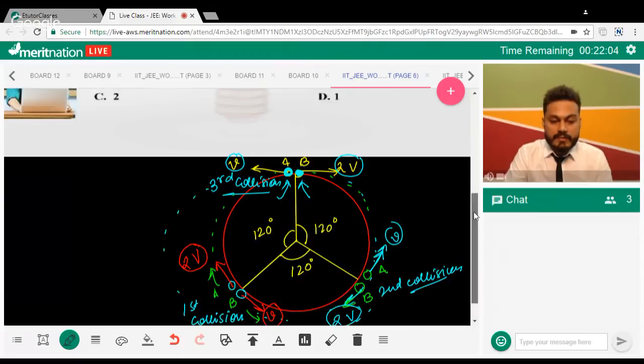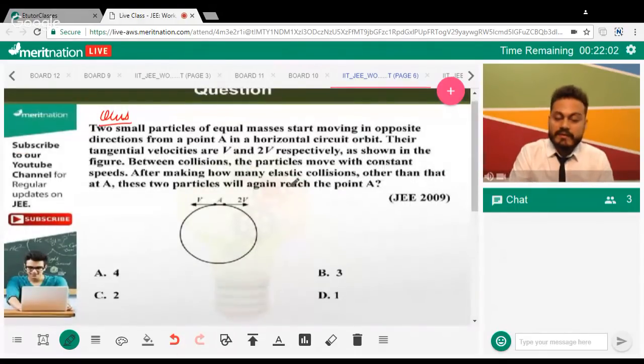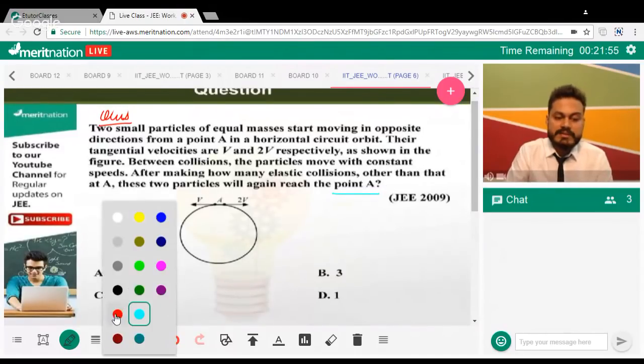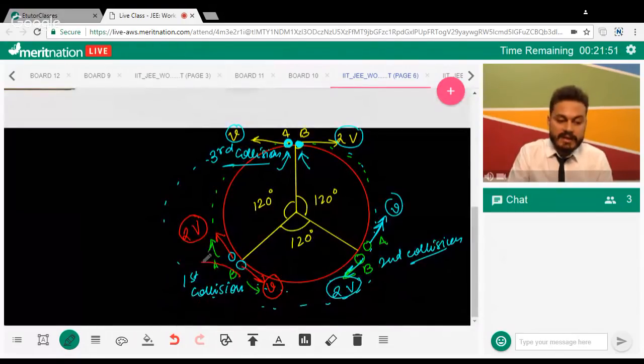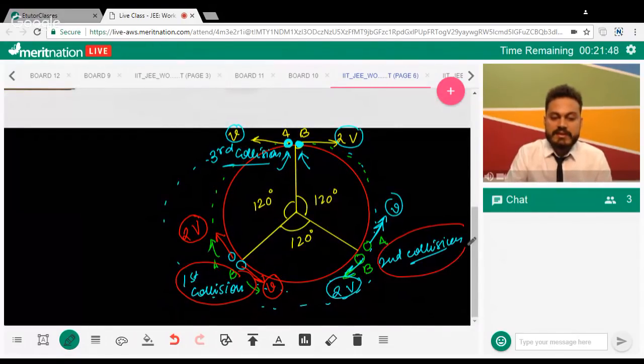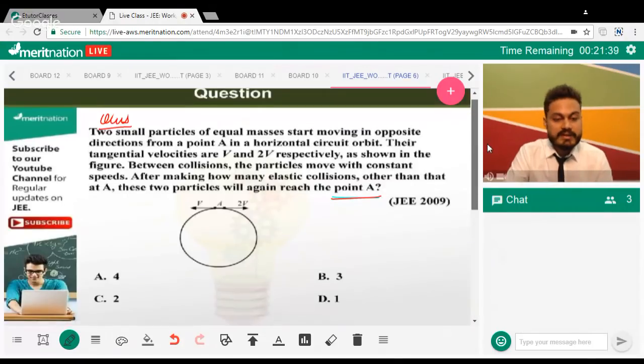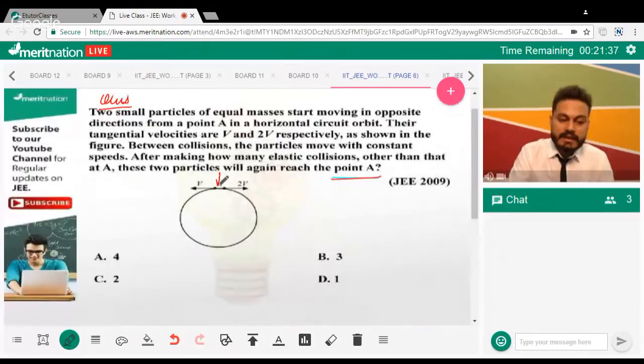Okay, third collision. The question says, after how many collisions will they reach point A again? The answer is clearly as mentioned: first collision, second collision, and third collision. So how many collisions are there? 3 collisions. After 3 collisions, they will be exactly at the same point where they started their journey, that is A. So the answer to this should be B. Guys, followed it? Let me know.